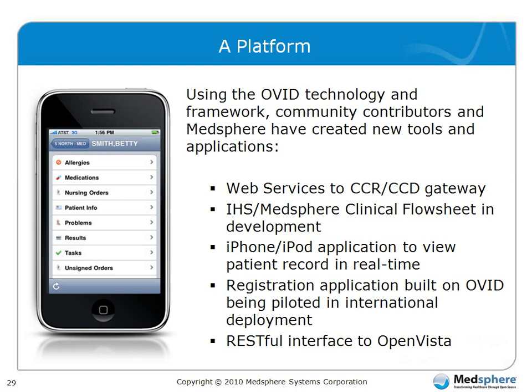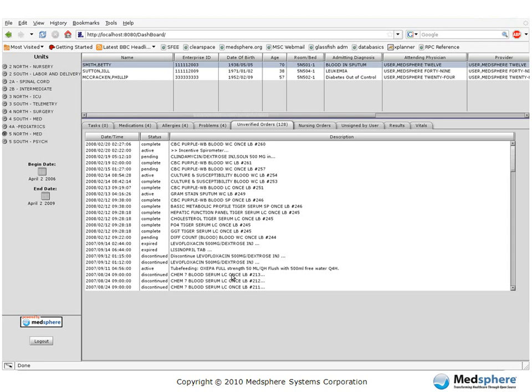But you can see some other things that have gone on with it. I mentioned the CCR CCD Gateway project. IHS is using it in a clinical flow sheet project. An international deployment is using it as the back end for a registration application. And we've seen a number of other uses for it. When we released it, we wanted there to be a reasonable sample application so people could see how to use it, how to get at the data, and how we used it. So we released a very simple patient dashboard. This is just web-based, built on OpenLaszlo, a patient dashboard that allows you to inspect data via OVID. And this is on the appliance as well, if you wanted to.